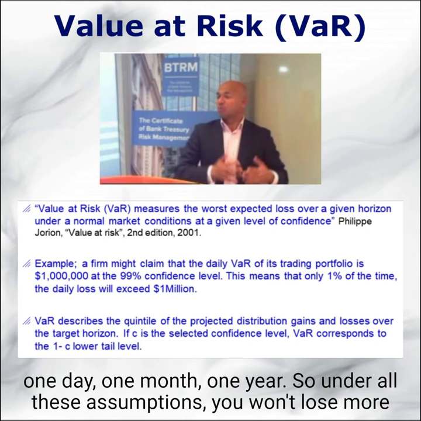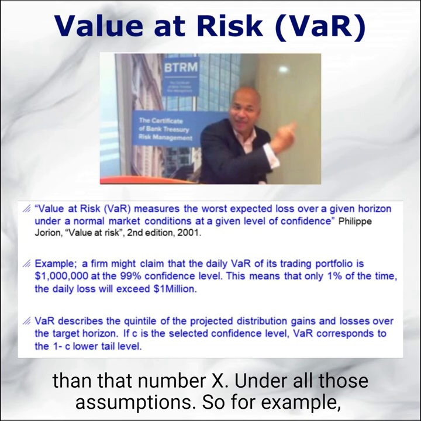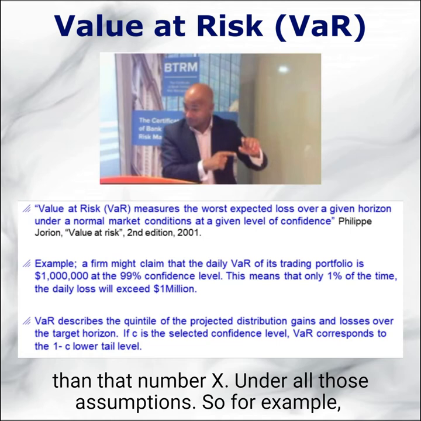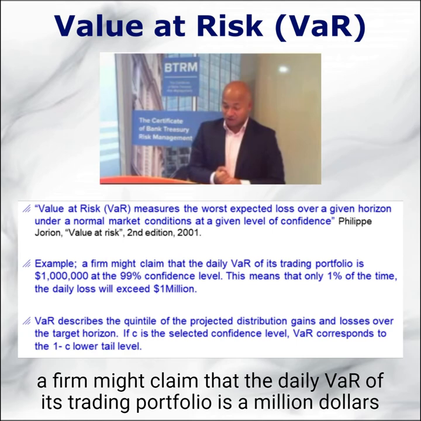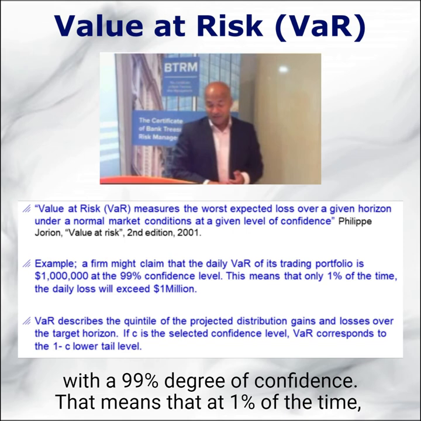Okay, so under all these assumptions, you won't lose more than that number X. Okay, under all those assumptions, right? So, for example, a firm might claim that the daily VAR of its trading portfolio is $1 million with a 99% degree of confidence. That means that 1% of the time, the daily loss will exceed 1 million. That looks pretty good, doesn't it?